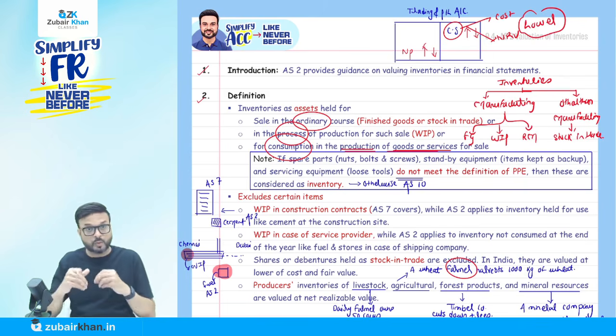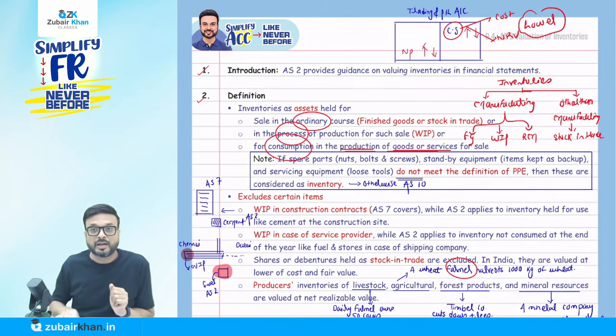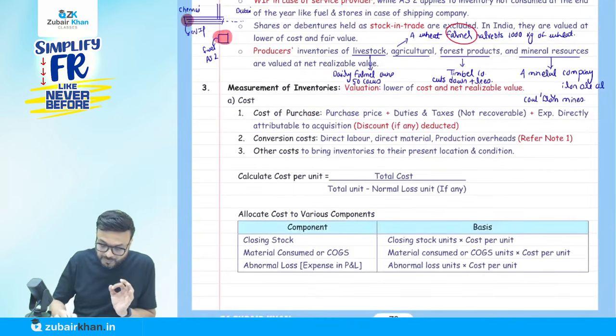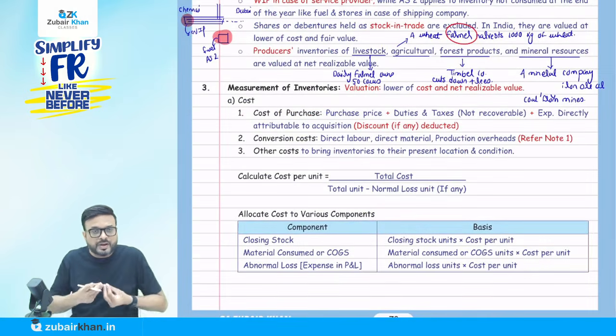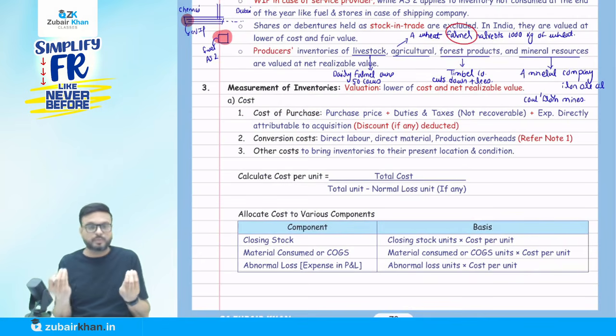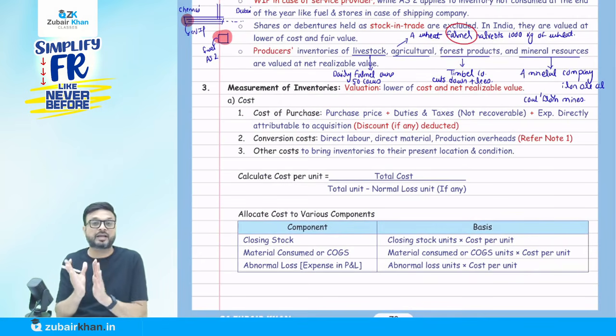Why do they use the word lower only? Okay, I will tell you that here. Now, what happened here? They say closing stock should be done at cost or NRV, whichever is lower. So it means we have to understand what we mean by cost and what we mean by NRV, because they say cost or NRV, whichever is lower.